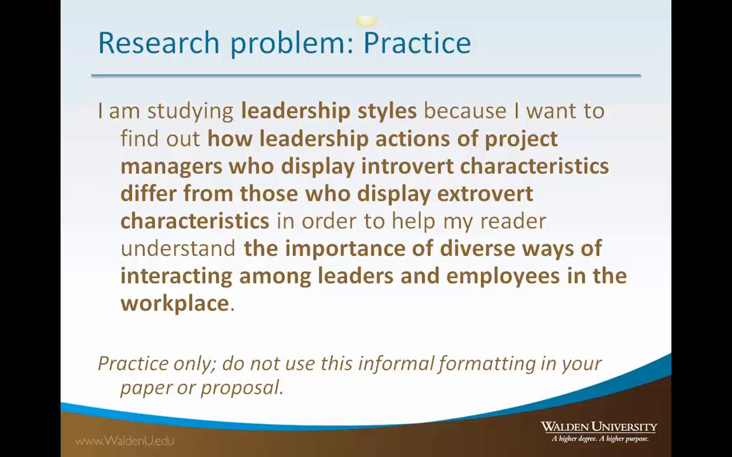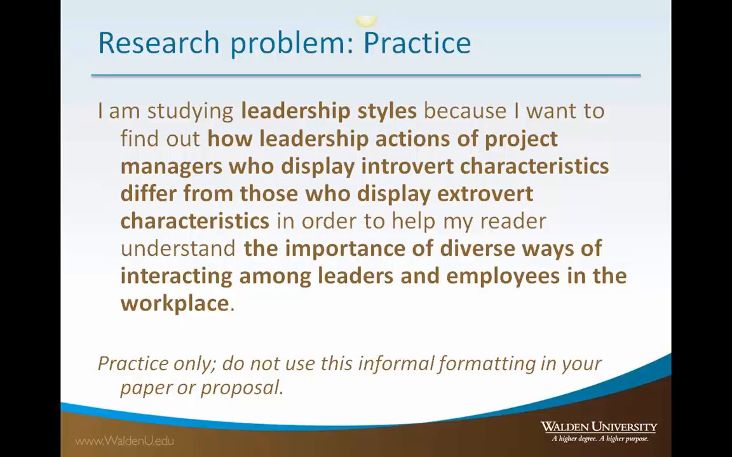So my question will be, I have lots of questions. What do you mean by leadership actions? I want to find out how leadership actions of project managers. I'm not sure what a leadership action is, so you'd want to be more specific. Do you mean in hiring? Do you mean in conducting meetings? Do you mean actually in managing a project on a specific team?